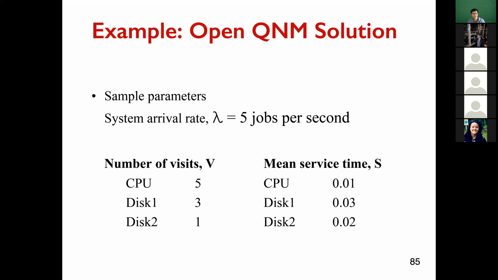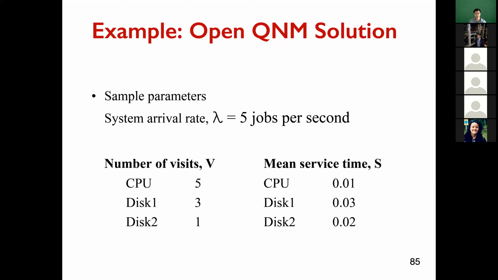So here, we give this 2 inputs, right? One is workload intensity, and one is service time, or service requirements. What is the workload intensity? We give the system an arrival rate, which is 5 jobs per second.